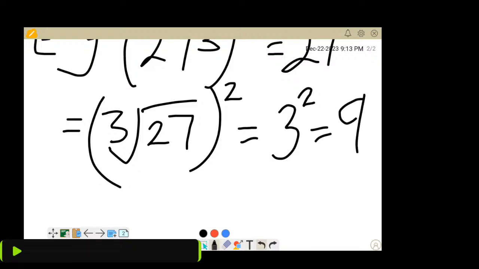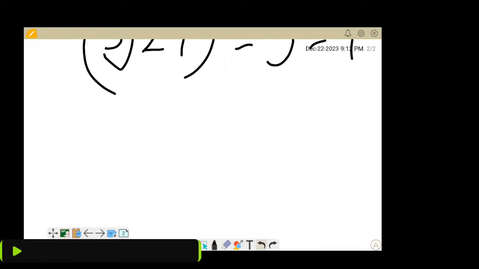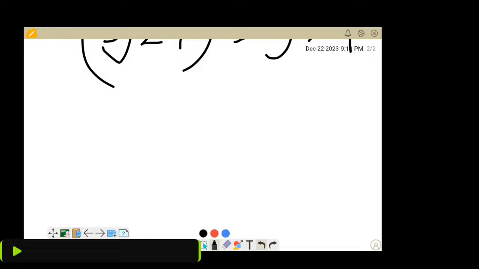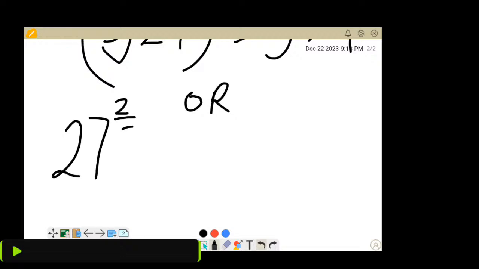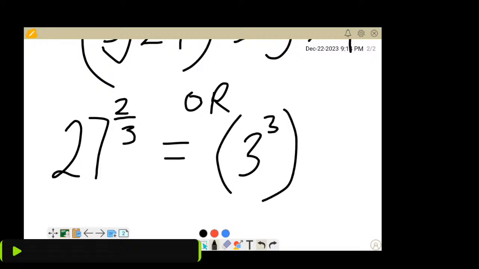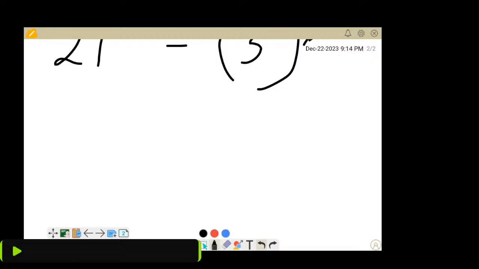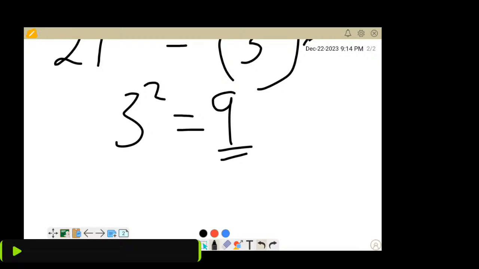But there's a simpler way of doing this. We can as well approach this by using this method. If you have 27 raised to power 2 over 3, you can easily say 27 is 3 raised to power 3, as simple as that, raised to power of 2 over 3. So we can take this one away, and we end up having 3 squared, and that will be equal to 9. We still arrive at our 9. So any of the approaches that is very simple for you, you can go ahead with it.